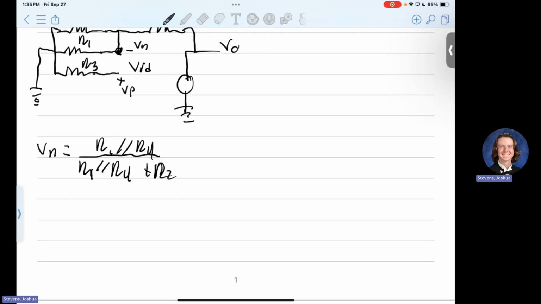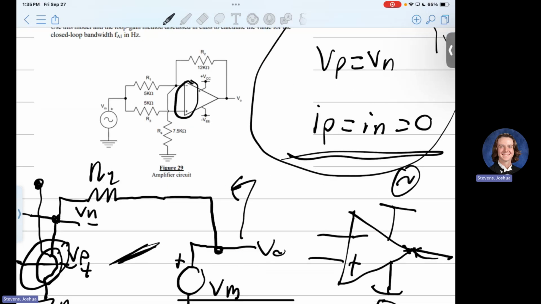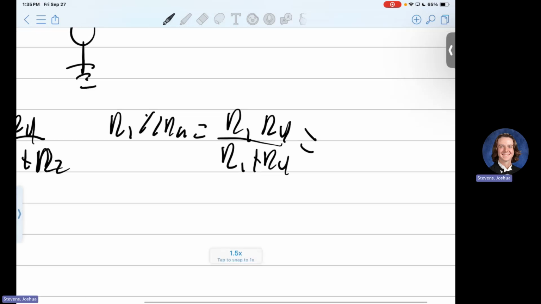Okay, so what is R1, R4 parallel? Substituting the values, the value for R1 is 5K. The value for R4 is 7.5K. That will equal 3K. Actually, this is a question for y'all: do y'all want me to actually put the numbers in there and solve with y'all, or do y'all just want me to give you the numbers at the end and y'all go back and solve them? R1 times R4 over R1 plus R4. It's just a parallel combination of R1 and R4.